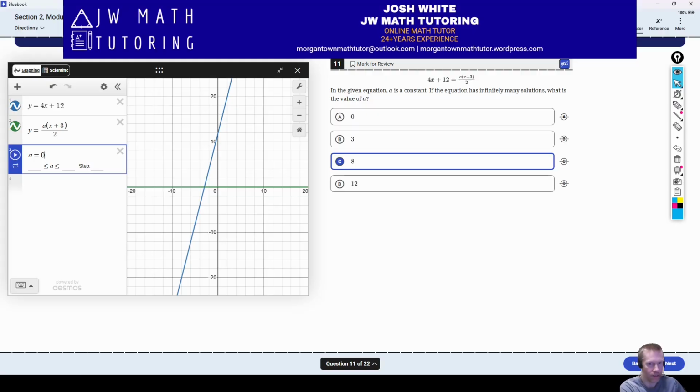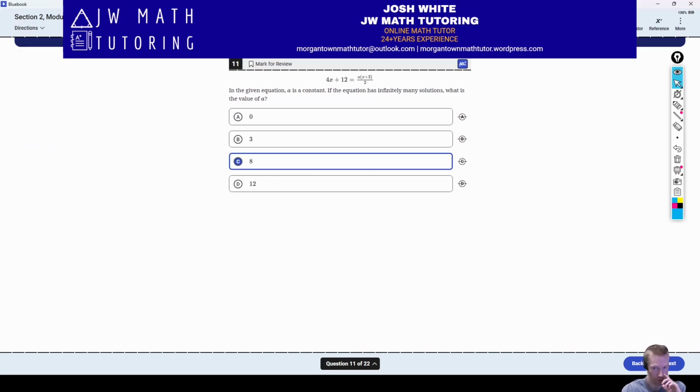So 0, it's not the same line. There's one solution. 3, not the same line. There's one solution. 8, notice it's the same line. I turn this off, I see the blue one directly underneath it, and there's only one line on the graph. That's an alternate approach you could take on this problem, since it is a multiple choice question.